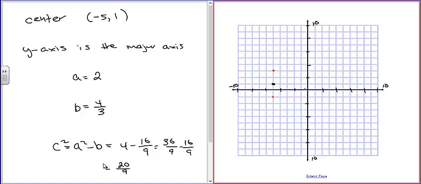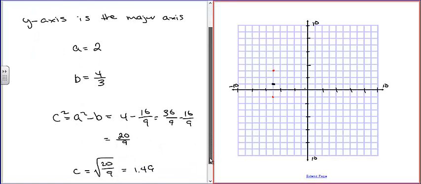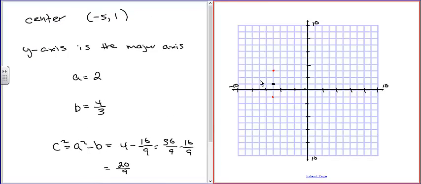The foci, what did we say, 1.49, so about 1.5. So there's 1, 1.5, 1, 1.5. And then the minor axis, we go over 4/3. So this is 1, 4/3 is 1 1/3. So we're going to put a dot there, and a dot there. And now we can draw our little tiny box for our little tiny ellipse.